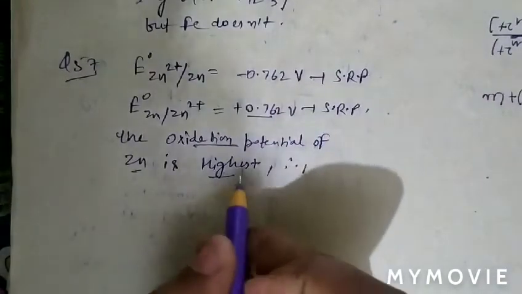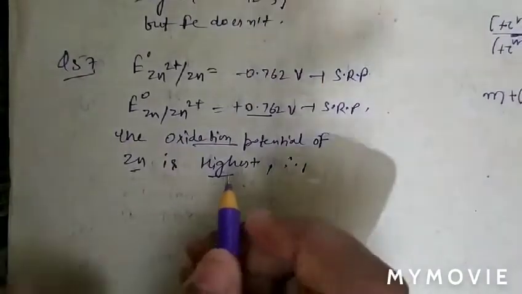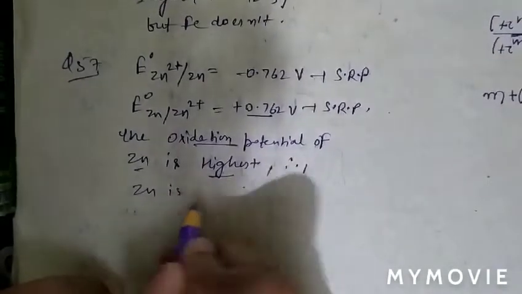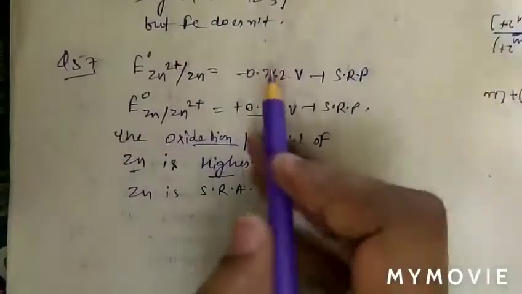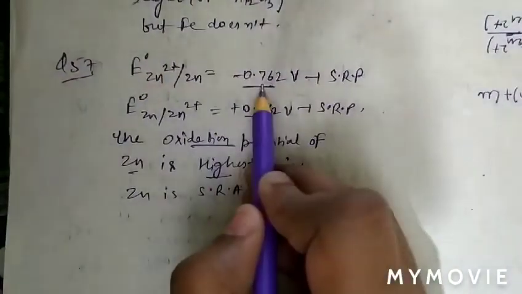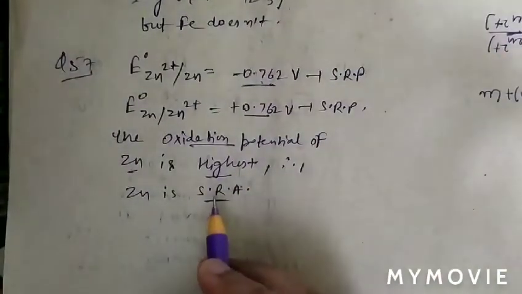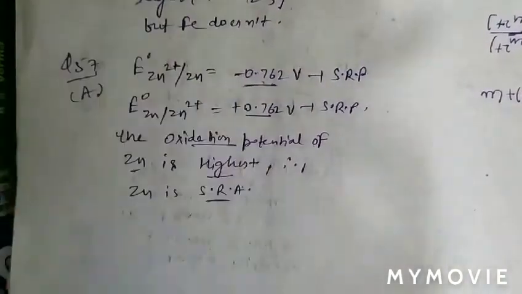It means it has more tendency to get oxidized. So it is a better reducing agent than the others. So zinc is the strongest reducing agent. Also we can directly predict: a more negative value of E0 means a stronger reducing agent. So in question number 57, zinc is the strongest reducing agent. Option A is correct.